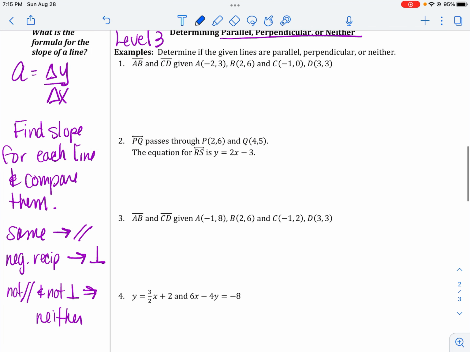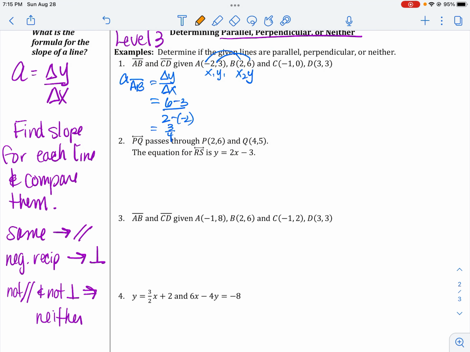So let's start with number 1. I'm given 2 lines, and the way that I'm given those lines is a set of coordinates. So we're going to look at the slope of line AB. So that's x1, y1, x2, y2 for points A and B. That's delta y over delta x. That's 6 minus 3 over 2 minus a -2. That's 3/4. So that's the slope for my first line.